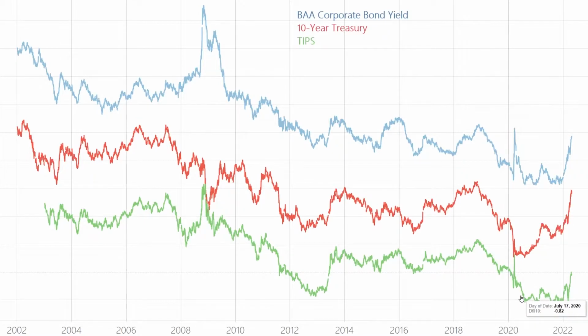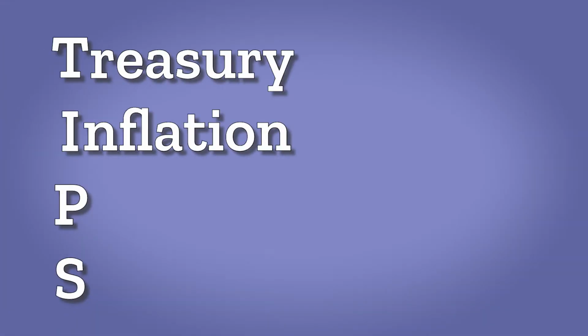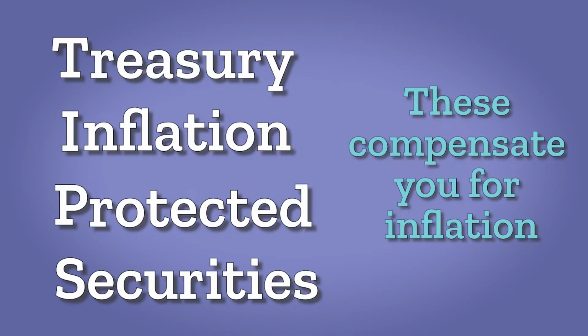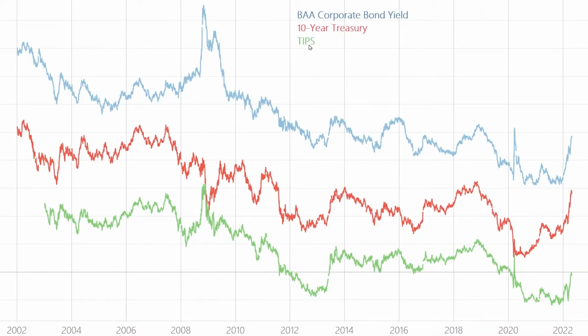What's this down here? These are TIPS. What are TIPS? Treasury inflation, emphasis on the I, inflation protected securities. These compensate you for inflation. So let me explain how this works. How do I get compensated for inflation?